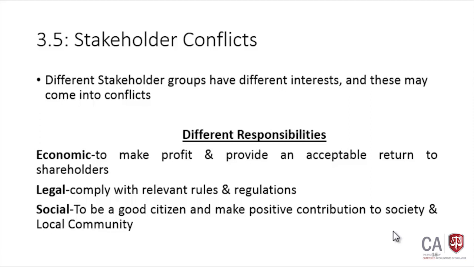Then what are the different responsibilities? We can identify three types of responsibilities: economic, legal and social. From the organization's point of view, what is the economic responsibility? The organization wants to make profit and give a reasonable return to the shareholders. From a survival point of view, that is the number one responsibility the organization must fulfill. Without fulfilling this, they can't survive.